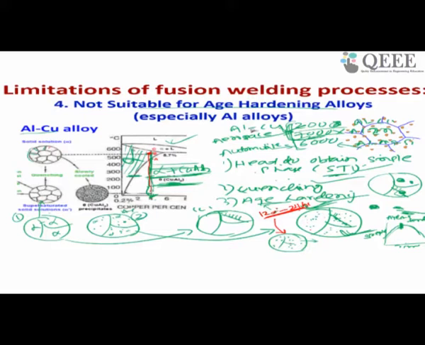It means during welding, your temperature will come like this. The melting point of aluminum is 660 degrees centigrade. Now at the heat affected zone, it may be around 550. At 550, you will get this kind of microstructure. You are getting a single phase, no? A single phase will not give an age hardening effect like this. That's why this process is not suitable for age hardenable alloy.